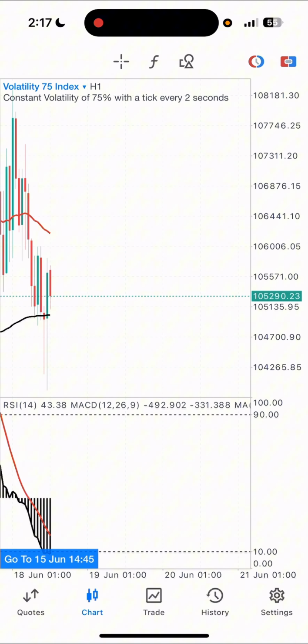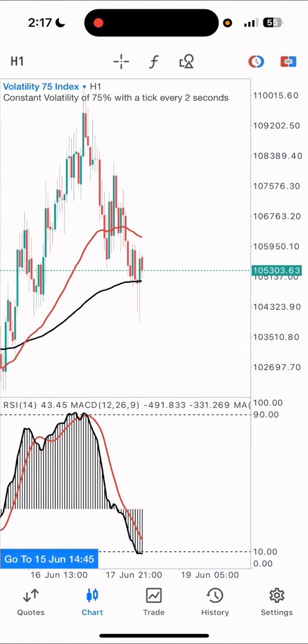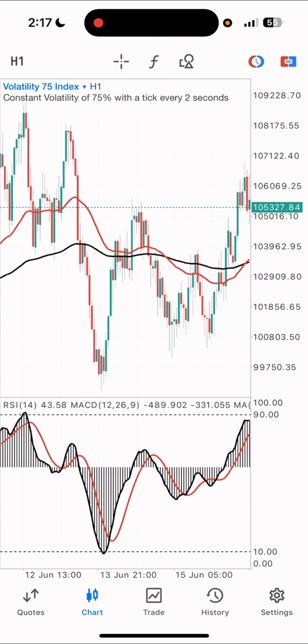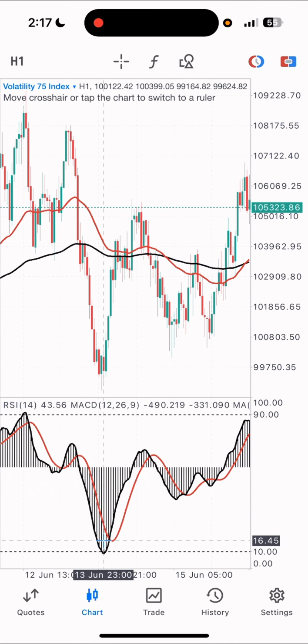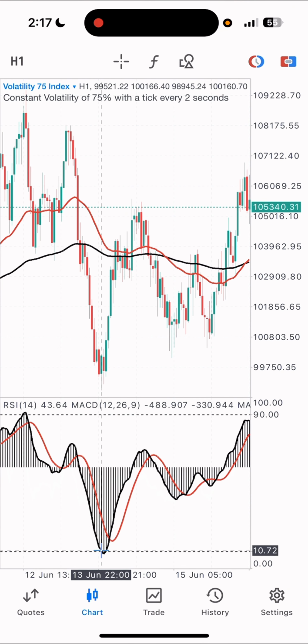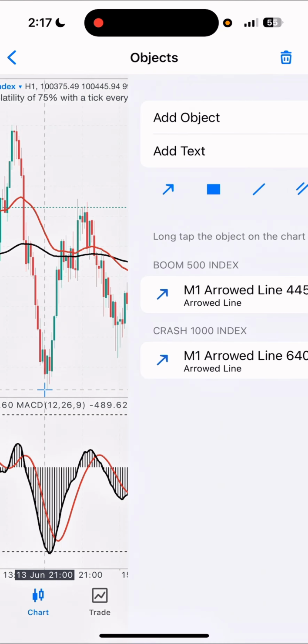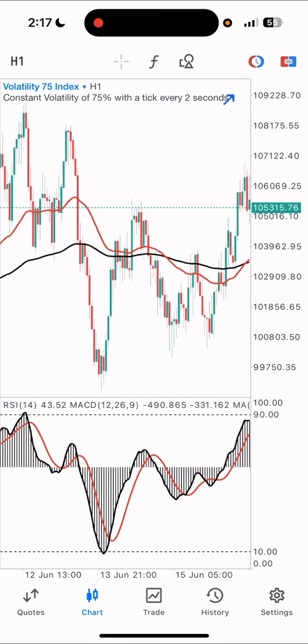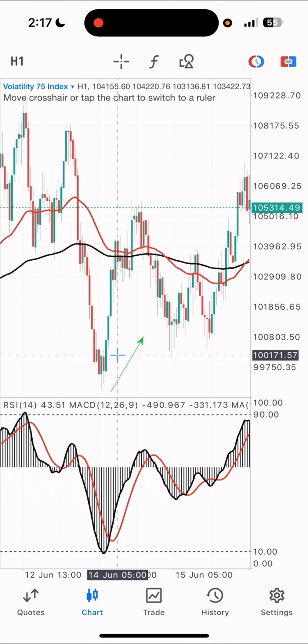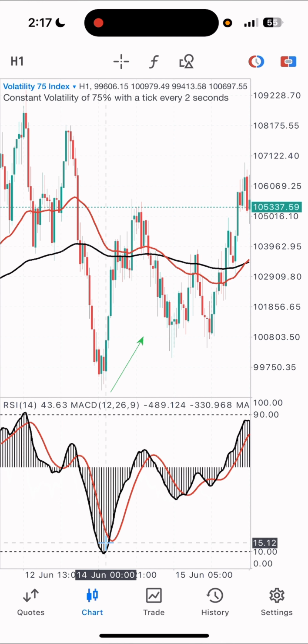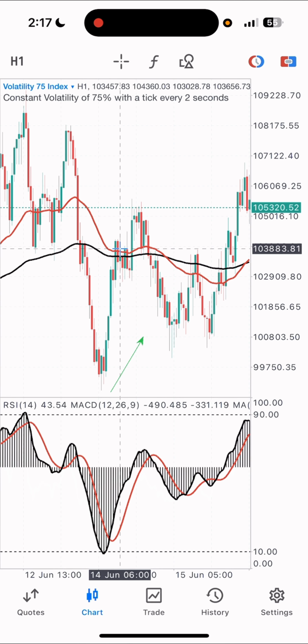You can see the strategy also works on the higher time frame. At this point, when the black moving average and the MACD together get to the level of 10, you can see from here the market began to buy from that point in time. The buy started happening on the higher time frame.